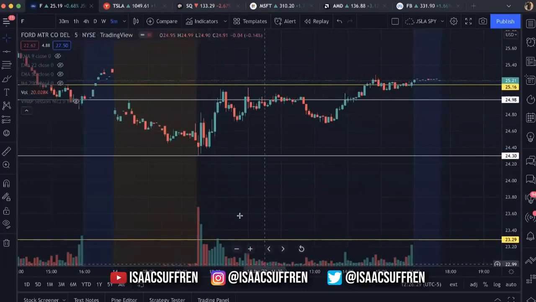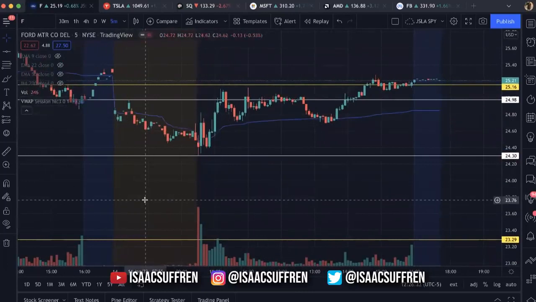Now, what's next? Next, we're going to add my favorite indicator called the VWAP. Now, what is the VWAP? It's also known as the volume weighted average price. I primarily use the VWAP for bounces and rejections. Now, this is very important. This is my indicator. This helps me decide what I'm going to do. Am I going to run calls? Am I going to run puts?